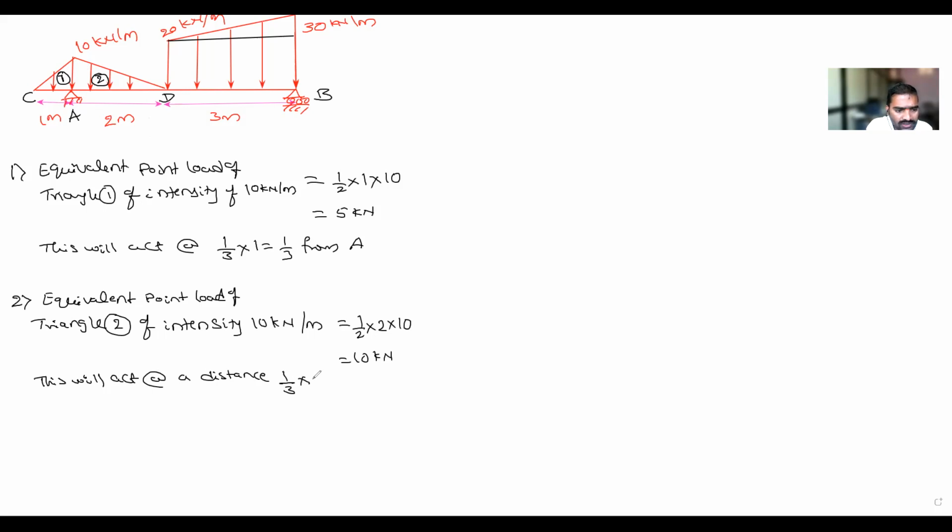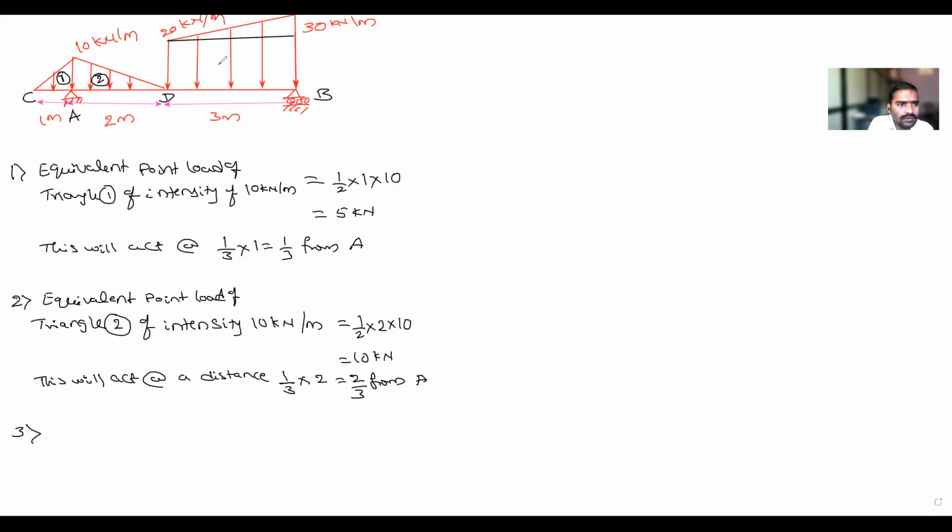1/3 of base. What is the base? 2 meter. So that is equal to 2 by 3 from which point? From A point. Highest loading is A point. Is it clear, everyone? Yes, sir.